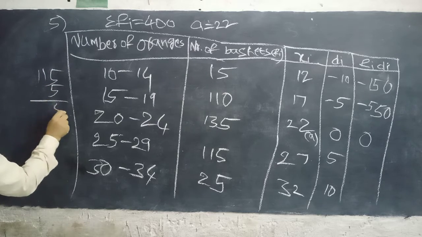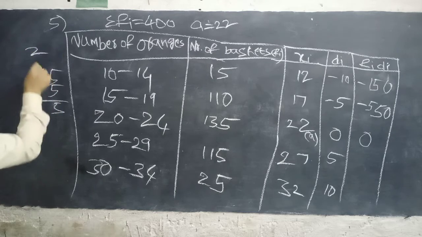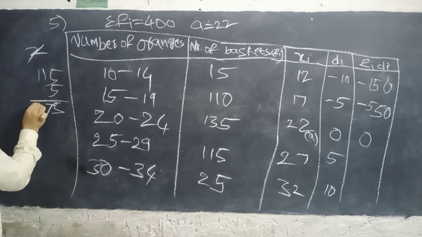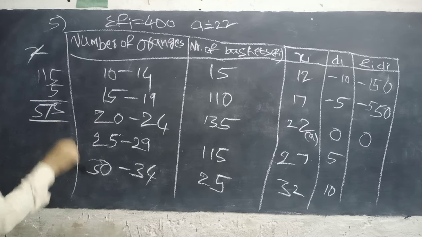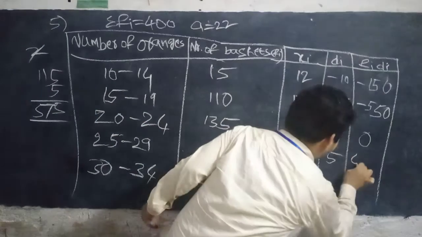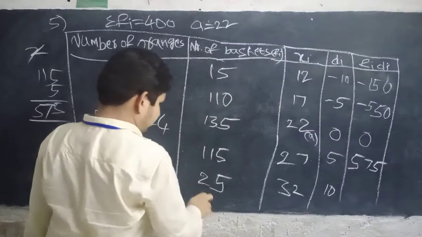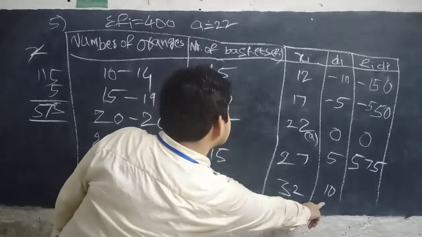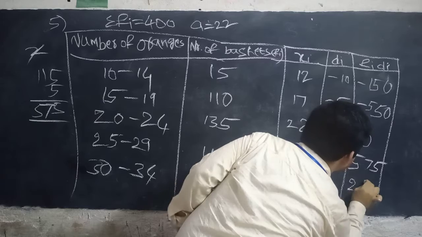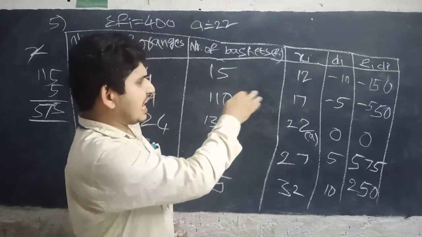5 5 25, 2. 5 with 2, 7. So 575. Now 25 into 10, 250. Okay, now we got the fi dA values.